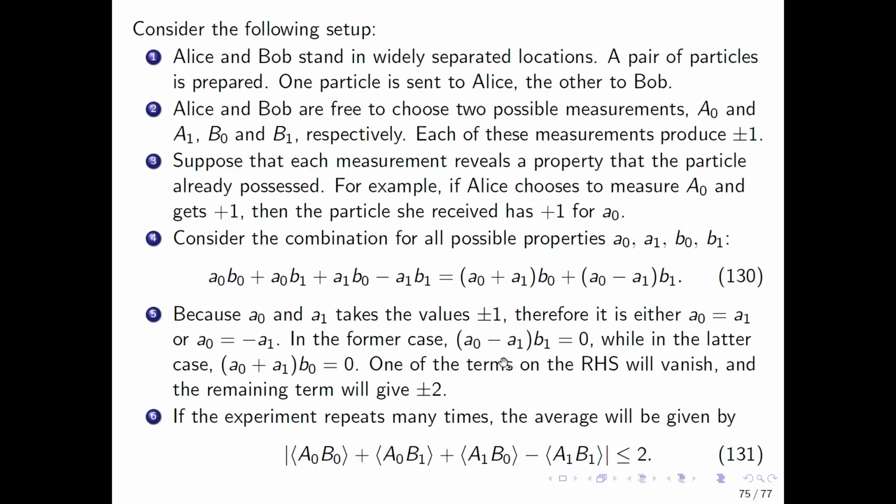So now you repeat this particular experiment a lot of times, and you will find that when you average out this kind of product, of course you take the modulus, the average will always be smaller than or equal to 2. So this operates under the assumption that whatever measurement outcome Alice has cannot affect the measurement outcome of Bob. And then you can fix certain values into A0, A1, B0, B1, right?